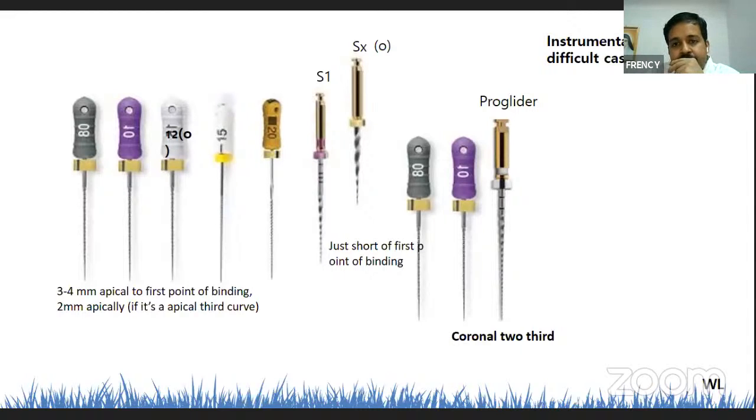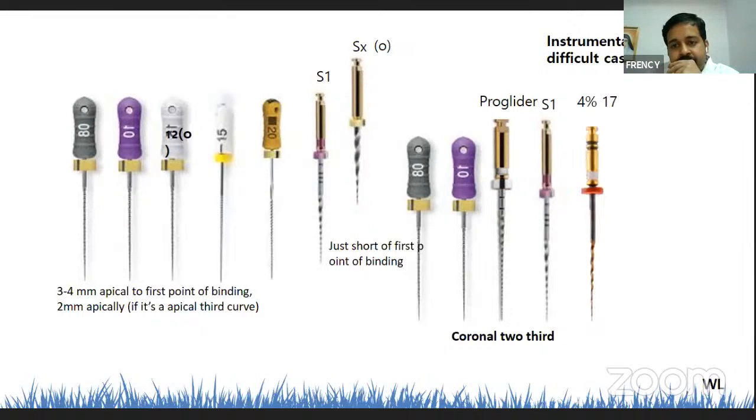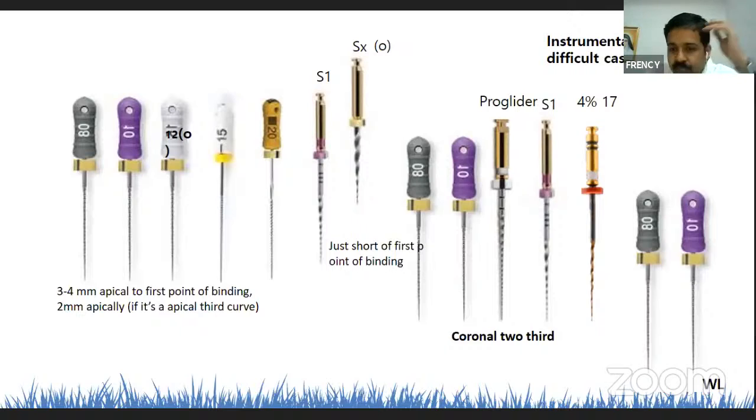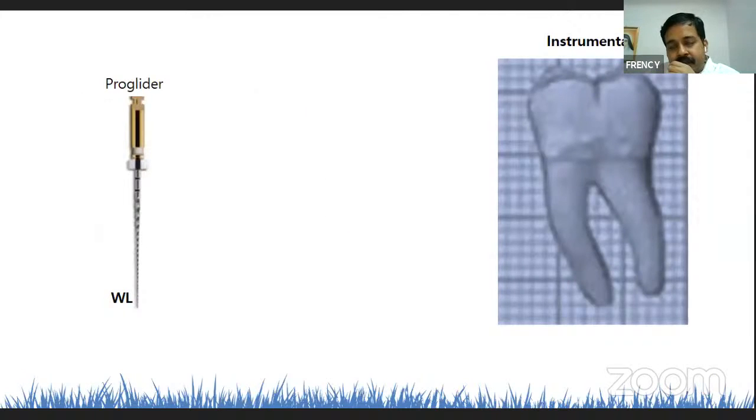Then if it is a very narrow canal, you use a glider file like ProGlider for coronal two-third enlargement. Then after that, you can again increase the coronal flare using S1. Then again 4% 17 files. Once the coronal two-thirds have been refined very nicely with the 4% 17 file, you can insert the hand file to length. Then take the working length with the apex locator and radiograph if you need.